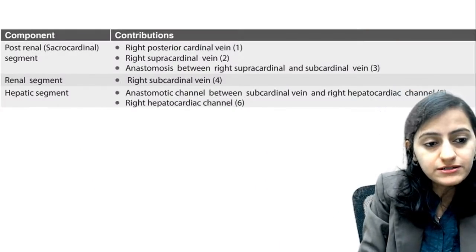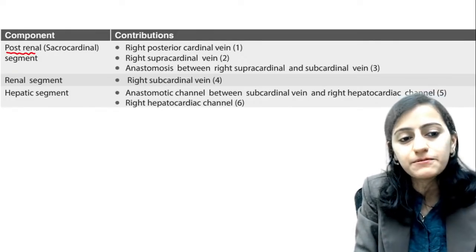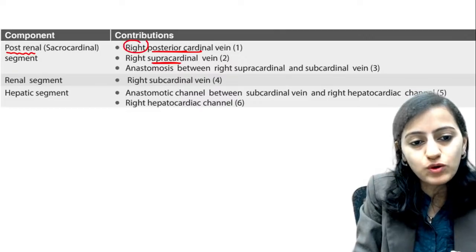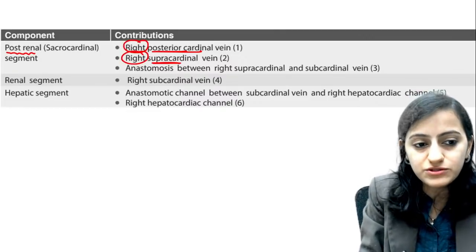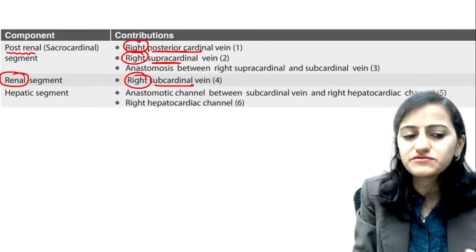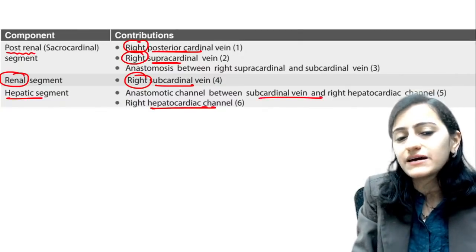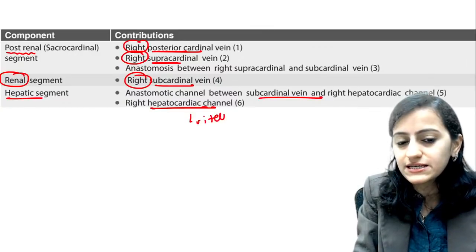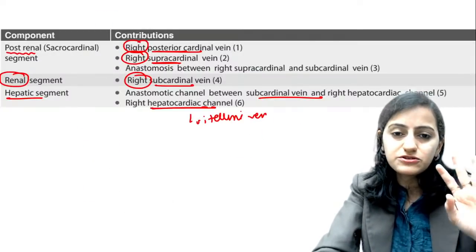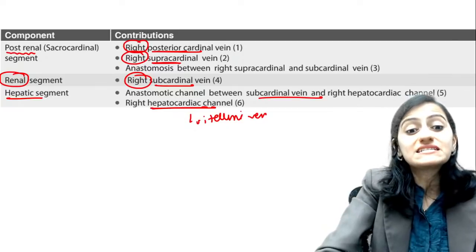So a quick review here. Postrenal, that means below the kidney, that means below the sub. We had the supracardinal and we had the posterior cardinal, right? Both on the right side, and you have the anastomosis. Renal segment is from the subcardinal, everything from the right because venous system is from the right. Hepatic segment is your hepatocardiac channel and basically the anastomosis. This is basically your vitelline vein, right? Is that clear with everyone? So we have seen the development of portal vein. We have seen the SVC. We have seen the IVC.